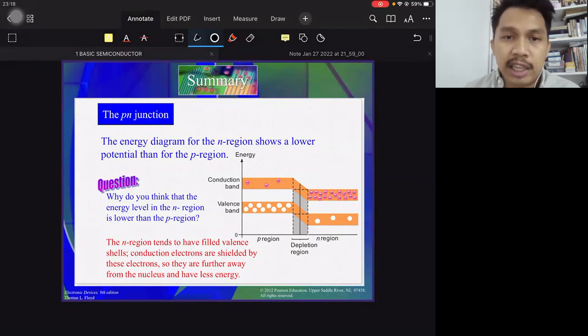Notice that as the energy levels of the N region conduction band have shifted downward, the energy level of the valence band has also shifted downward. It still takes the same amount of energy for a valence electron to become a free electron. In other words, the energy gap between the valence band and the conduction band remains the same.